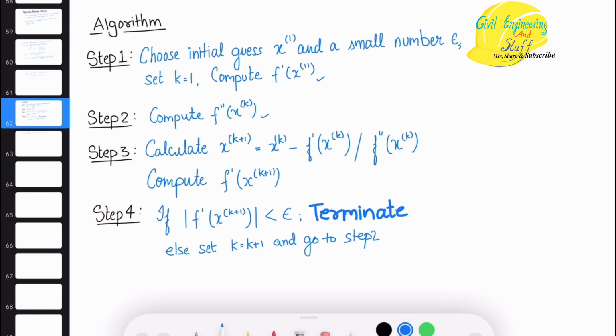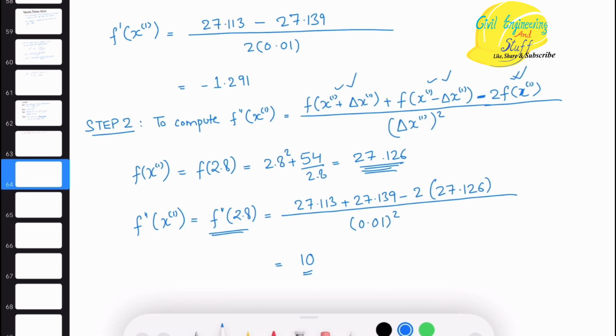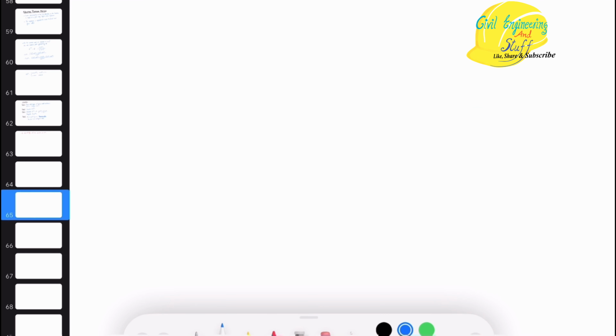Now in step 3, we have to find the new point xk+1 using this formula, and we also have to find the first derivative of this new point. So let's do step 3. K plus 1, where k was 1, so this will be x2.